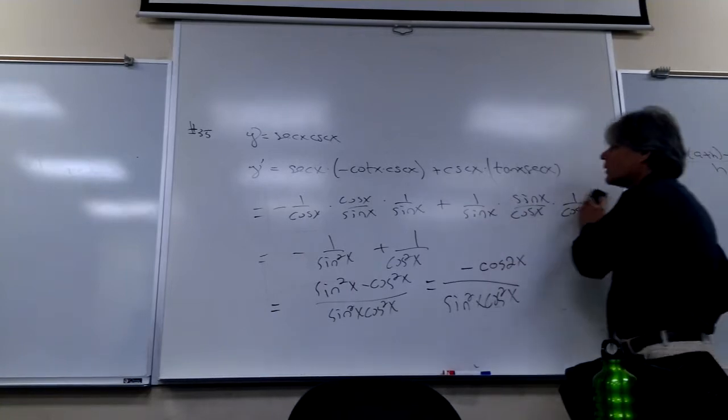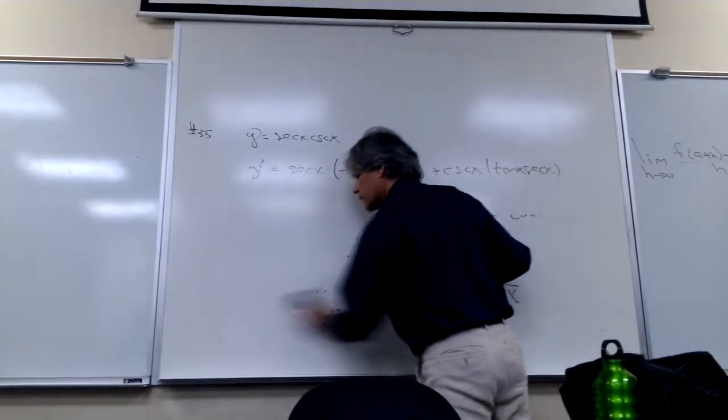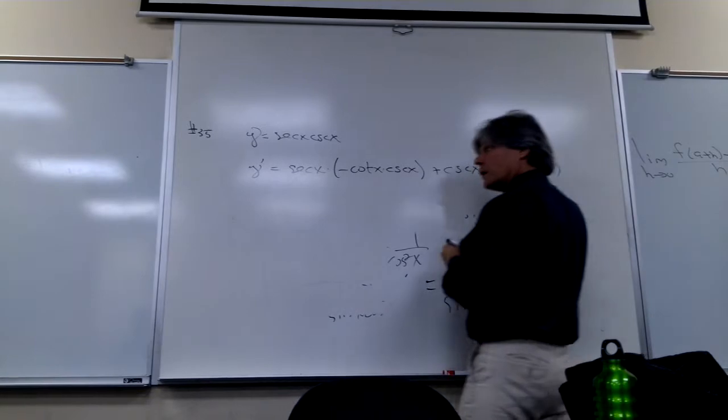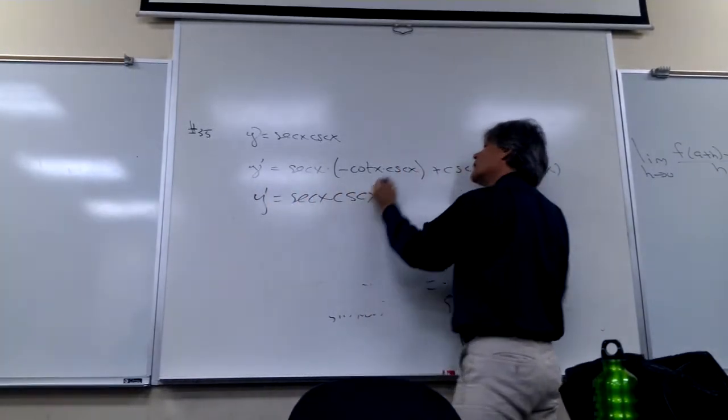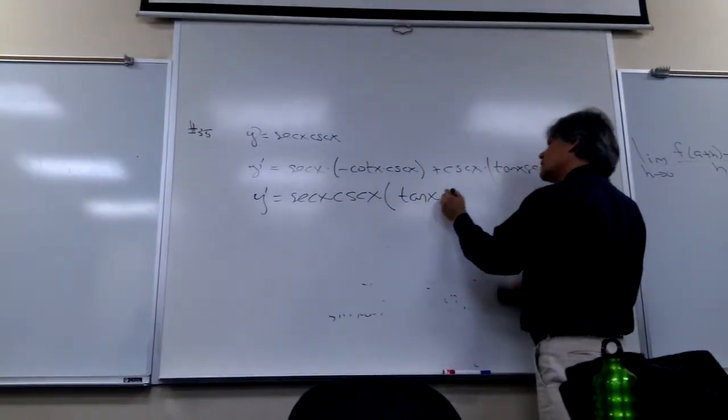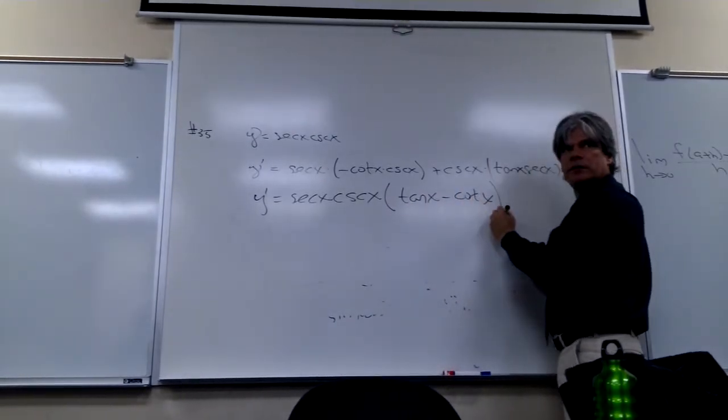Can you factor anything out? Is there anything common with factors? Yeah, a lot. I think y prime is a secant of x times a cosecant of x times nothing more than tangent of x minus cotangent of x. That's not that bad, is it?